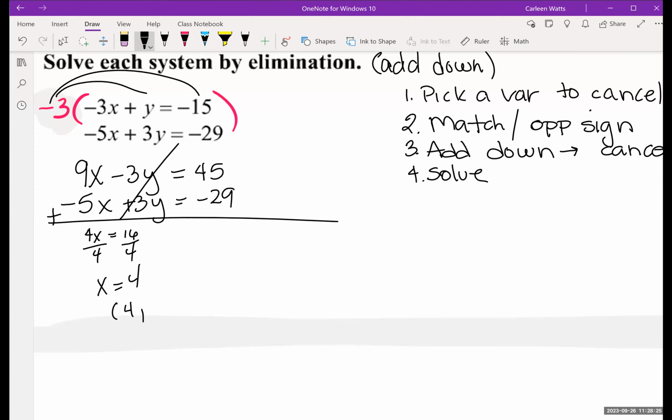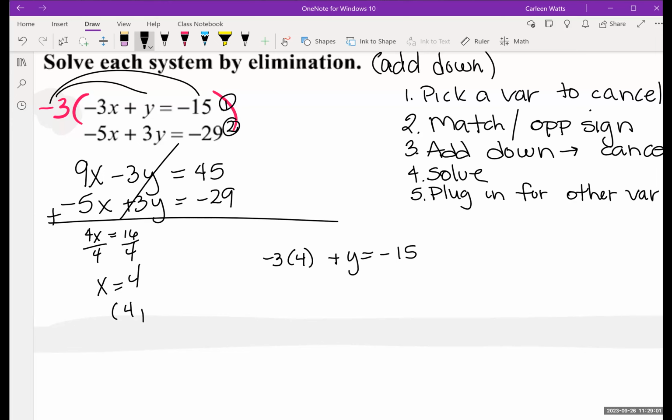Okay. Plug in 4 for the other variable. Okay. Now I get to pick either equation number 1 or equation number 2. I'm picking 1. -3 times the x that I just got plus y equals -15. You with me?